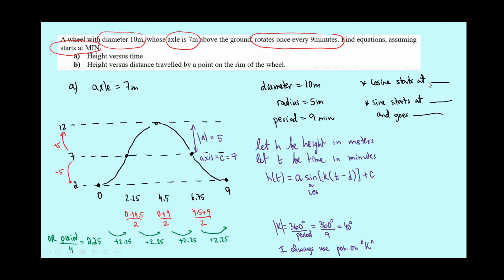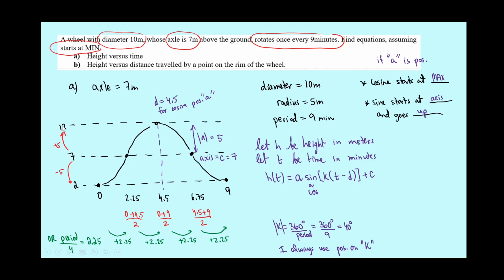Then let's recap the 2 sentences I told you guys to memorize. Cosine starts at, and sine starts at, and goes where? Okay, so cosine starts at maximum, and sine starts at axis and goes up. Those 2 sentences are for the parent function, or when we have no reflections in the x-axis, meaning a is positive. And so if I were to find out what is the d value, so this shift, okay, is where the cycle will start horizontally. We can say that the cycle could start right here, and so the d could be this value 4.5.